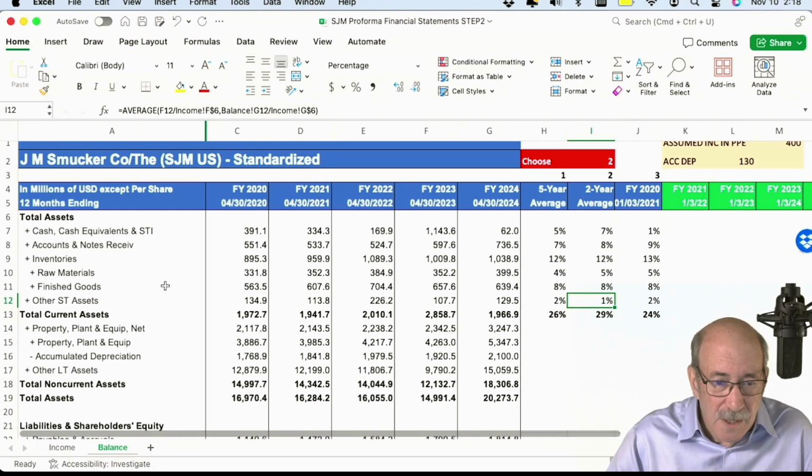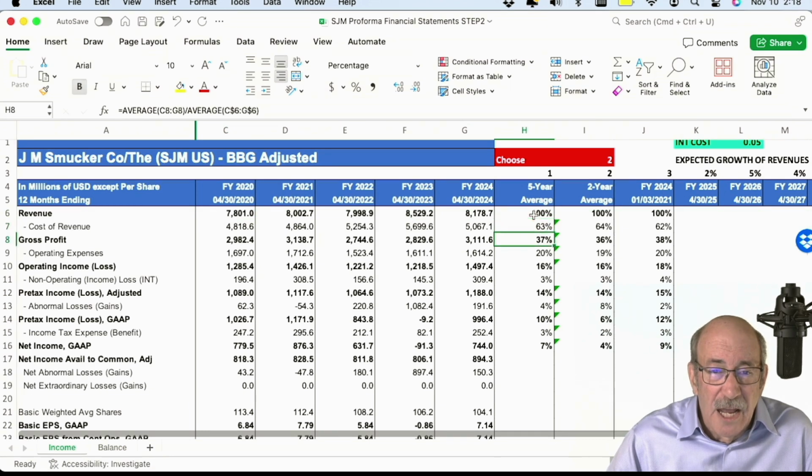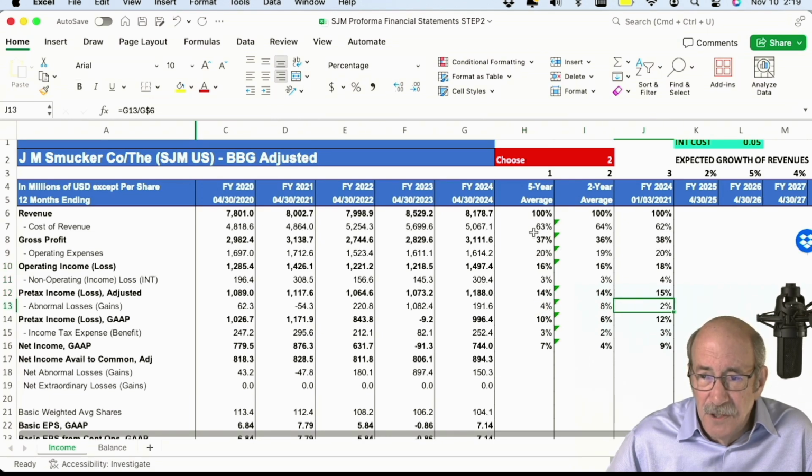Okay. And then obviously the income statement is the same way. We've got averages, but here obviously it's simpler in the sense that I can more simply just add things together and average them. So here I've done the same thing with the 5-year, the 2-year, and then obviously the 1-year.